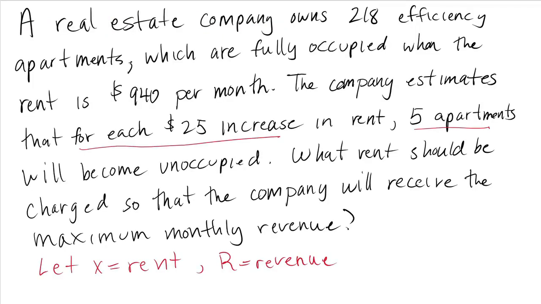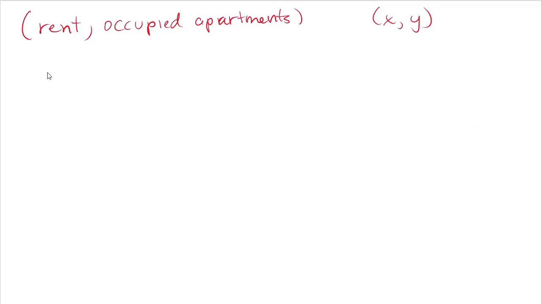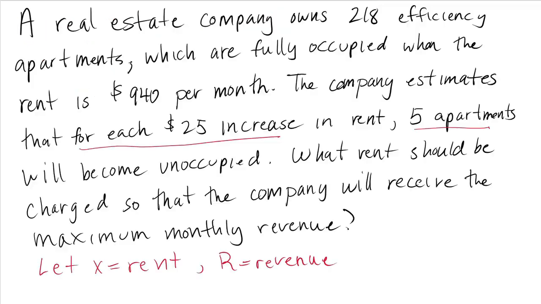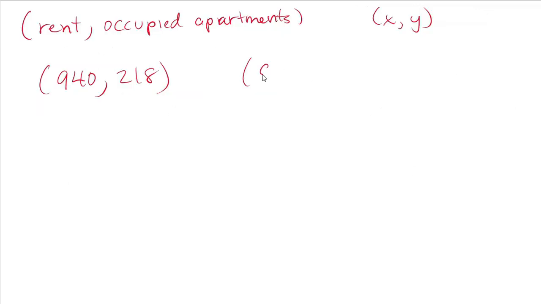We're given one specific scenario. All of the apartments are occupied when the rent is $940 per month. When the rent is $940, rent goes first, the number of occupied apartments is 218. That information is given. The company estimates that for each $25 increase in rent, 5 apartments will become unoccupied. So if we increase that rent by $25 to $965, they're going to lose 5 customers. They're going to have 5 apartments unoccupied. They're going to be down to 213 occupied apartments. I can use this to model the number of occupied apartments for any given rent.